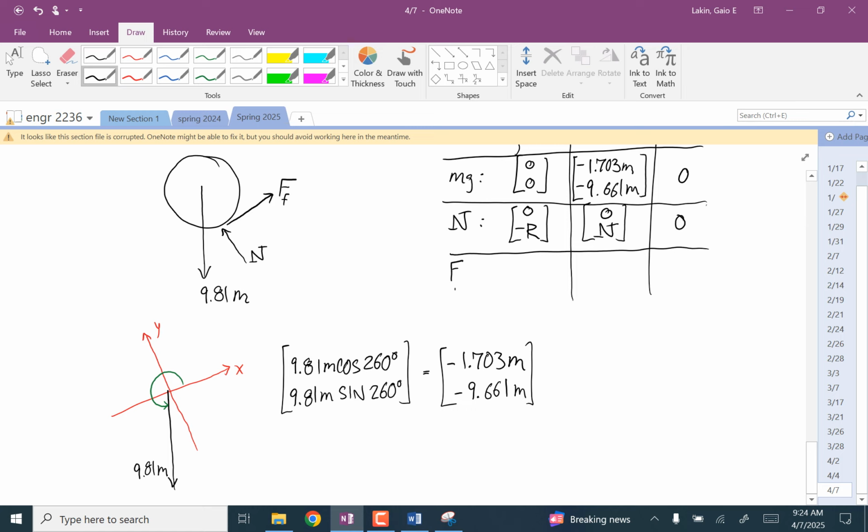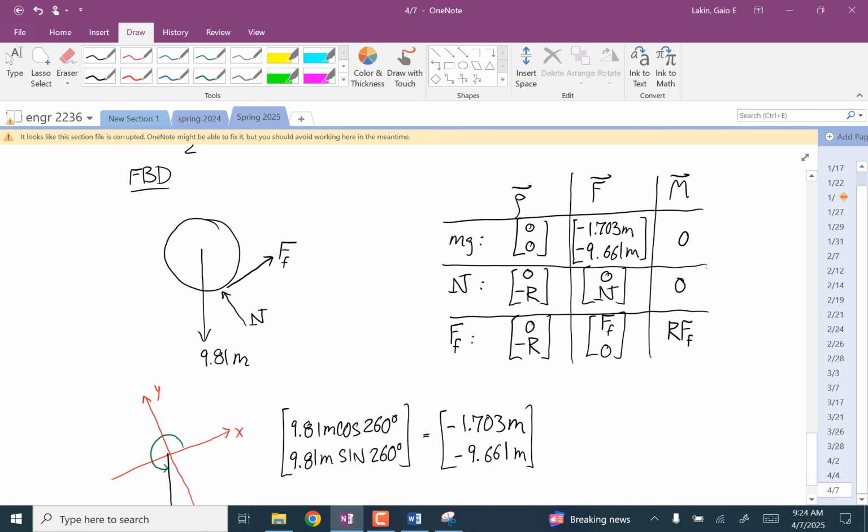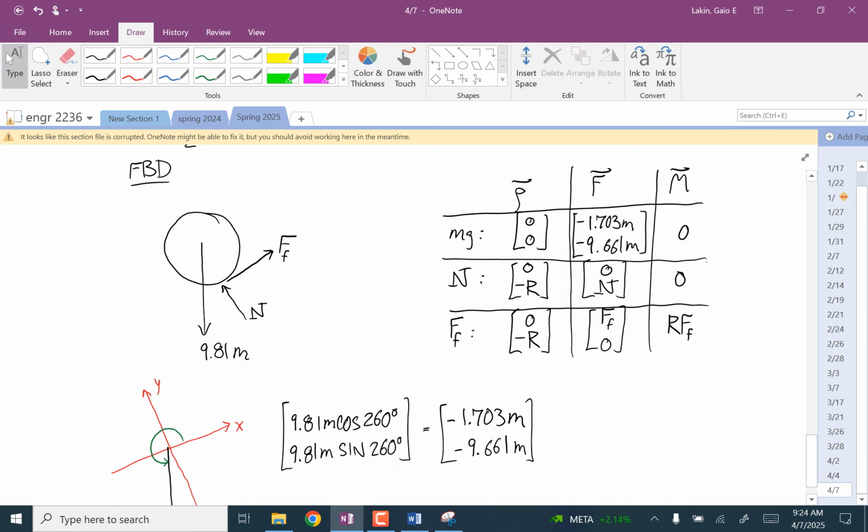And then the last one is the friction force. That's at the same point as this normal force, so the row vector has to be the same. F is in the positive x direction. And so the cross product is RFF. Any questions about those?